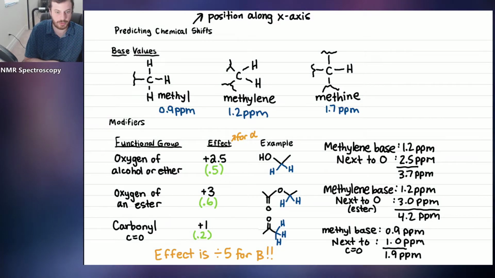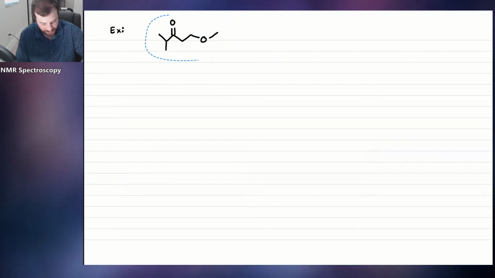Okay, let me draw a molecule for you, and I want you to draw it out with me. So let's say our example is going to be like this. We'll have a ketone. Let's figure out how many signals this molecule is going to have, and let's figure out what the chemical shift value of those signals will be. So first order of business, I'm going to copy this molecule and I'm going to draw in all the hydrogens. So let's do that.